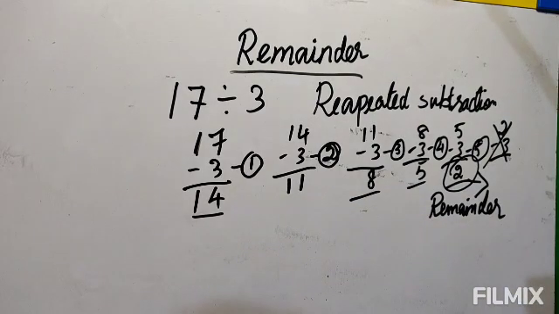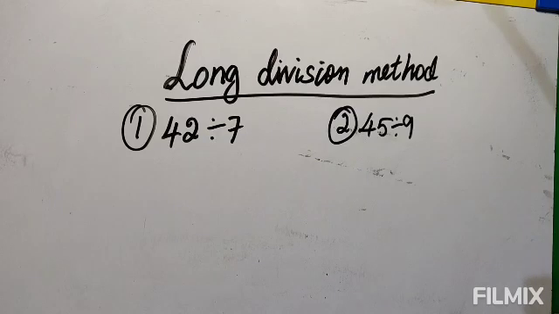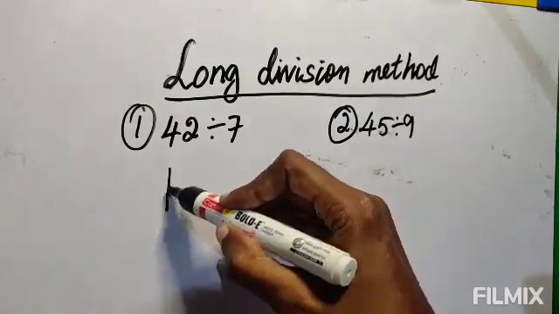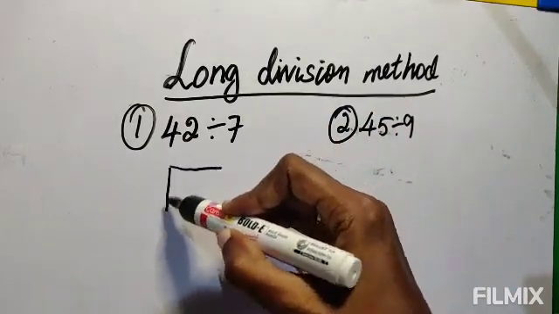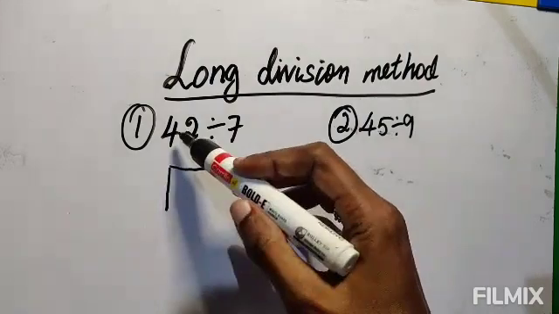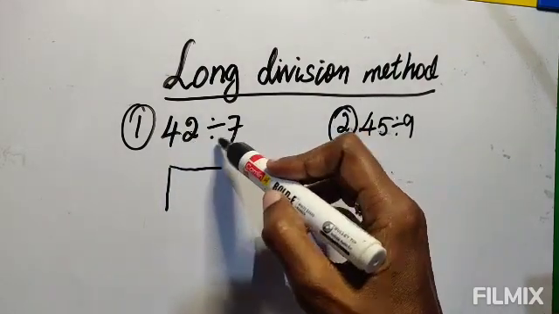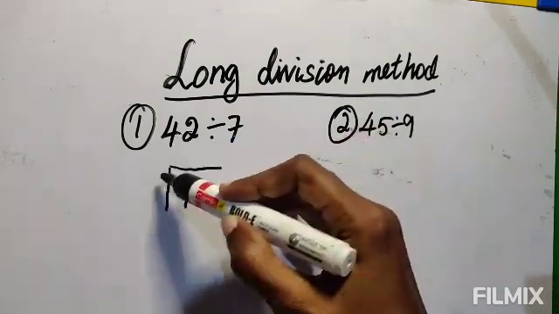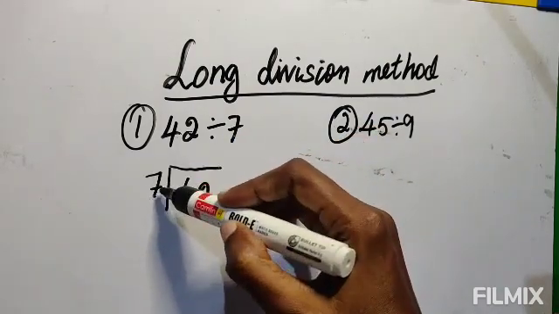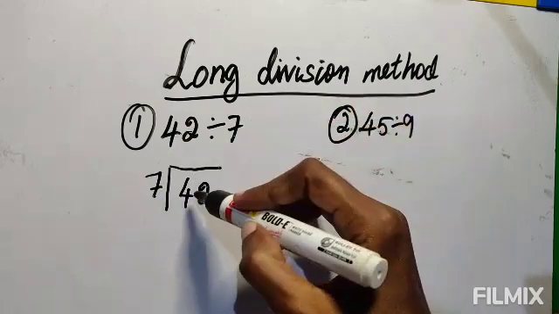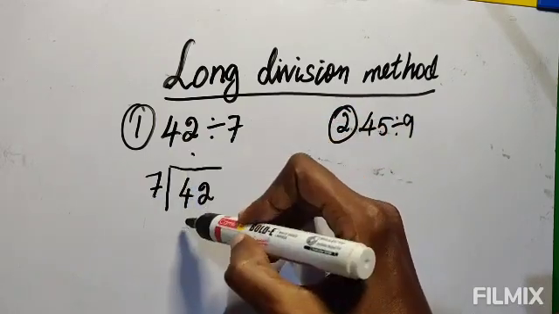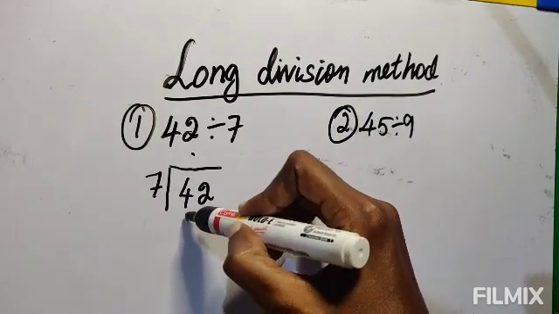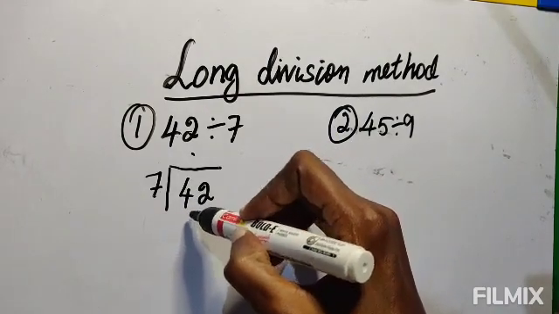Now let's see the long division method. Let's see these in the long division method. We use this symbol. Here this is the dividend and this is the divisor. Dividend we write inside and the divisor we write on the left side. The answer you will write on the top, and after dividing, the multiples you will write here.